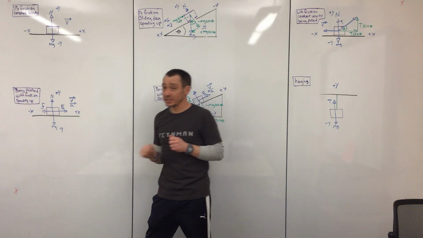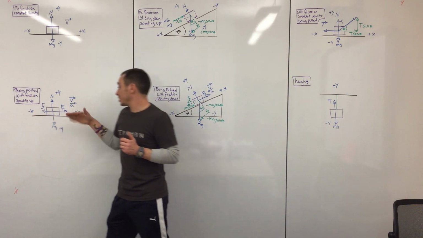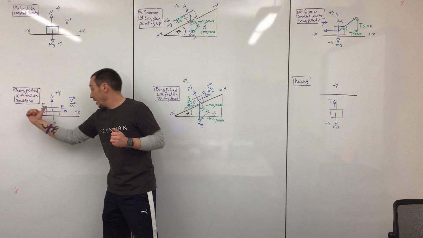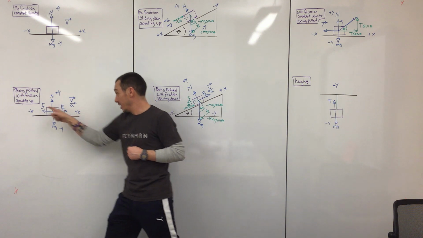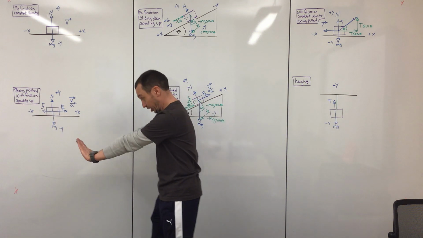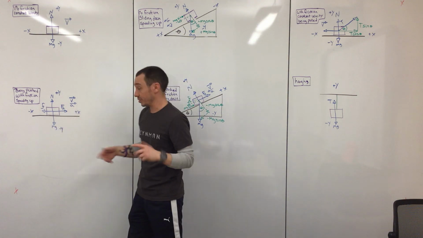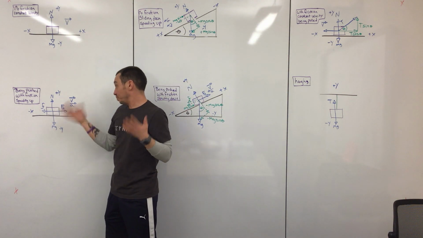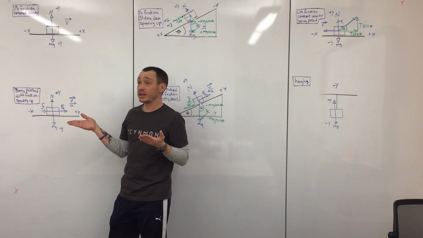All right, so for our next situation, we have a box that's now on a surface that has friction, and it's being pushed this way, and it's speeding up. Someone's pushing on it, and as they push on it, it gets faster and faster, right? All right, so what do we need in terms of a free body diagram for that?